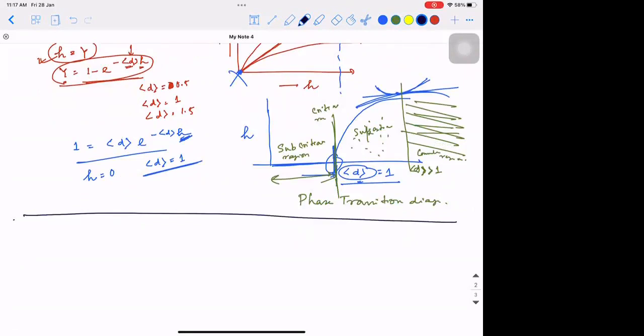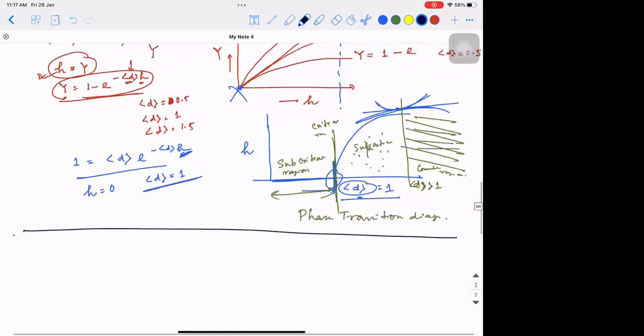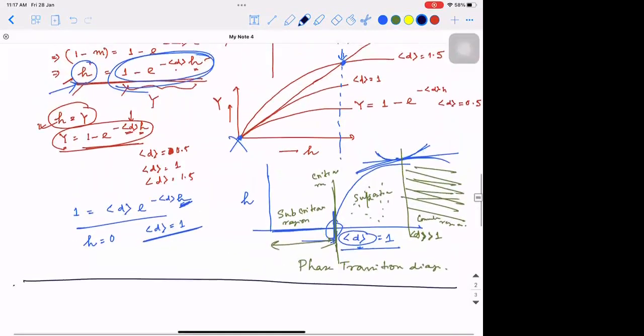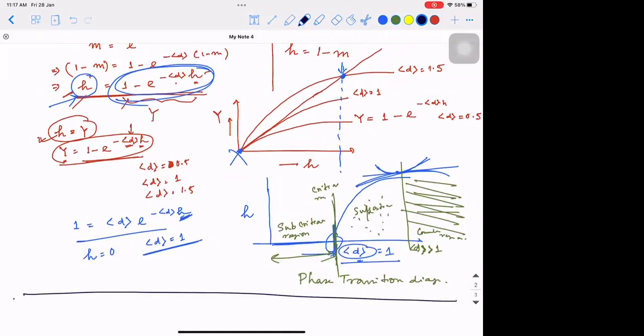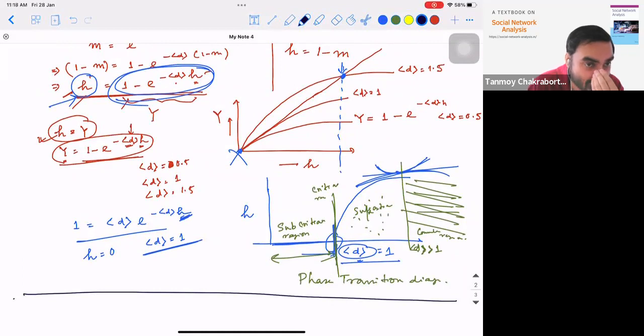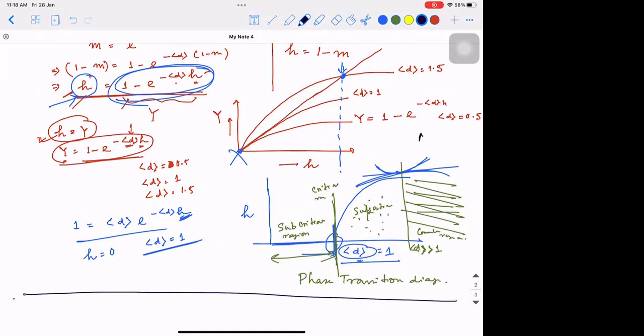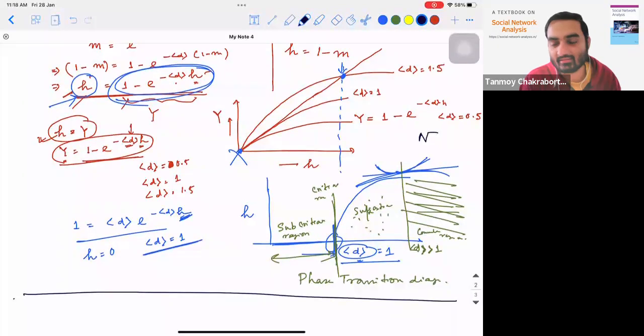I had one query. Sir, won't the emergence of the giant component depend on the number of nodes? The number of nodes is already given, which is n. So now you are interested in a point where most of the nodes among n are connected.